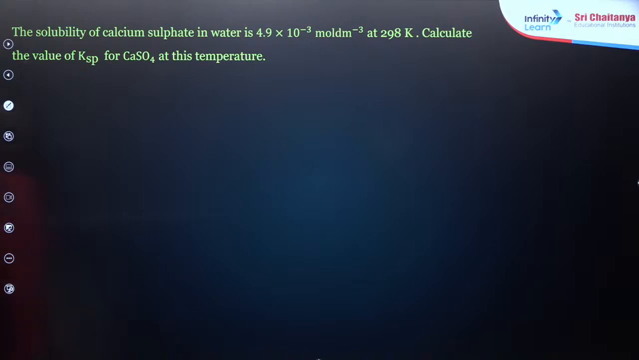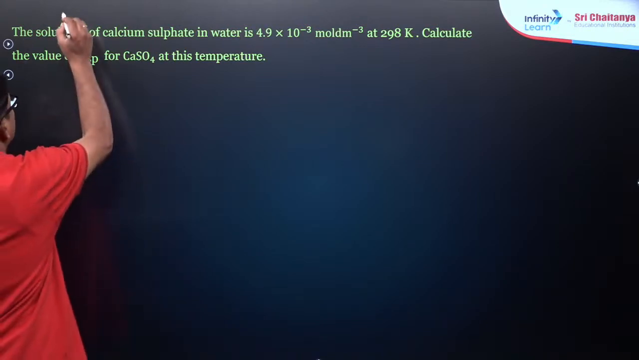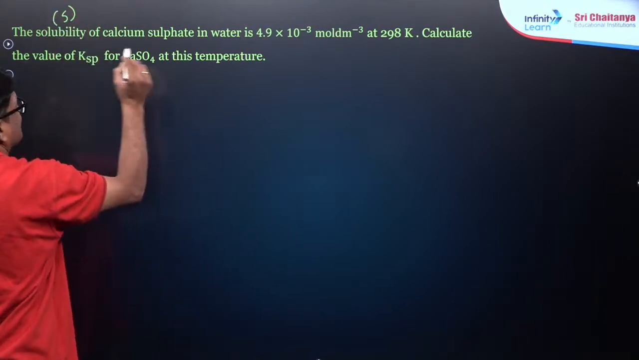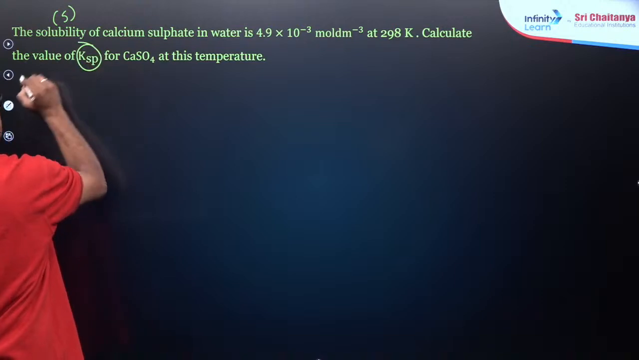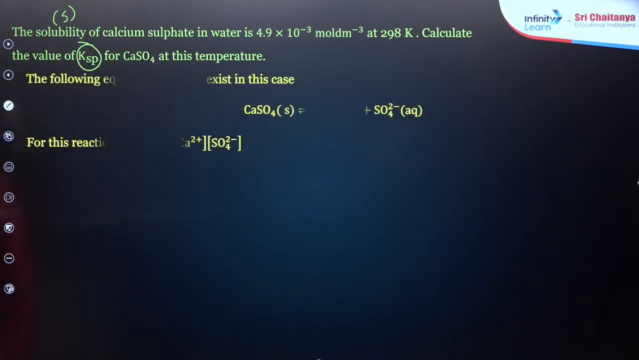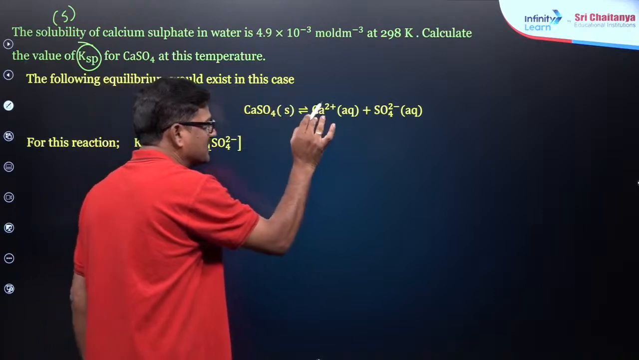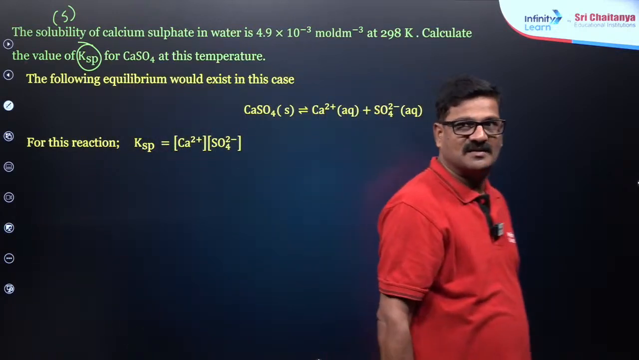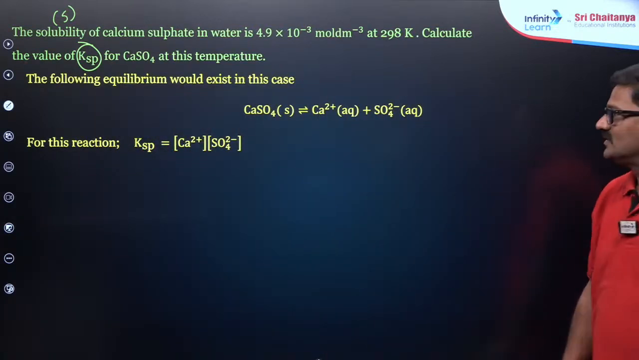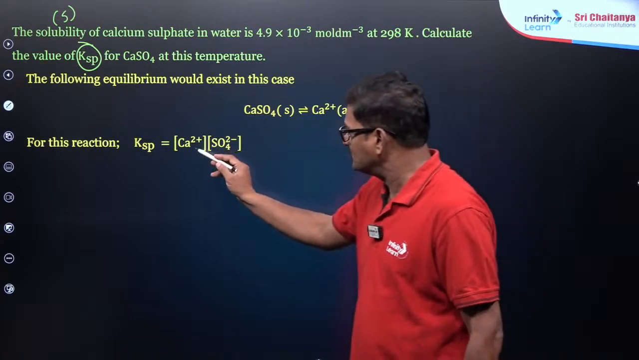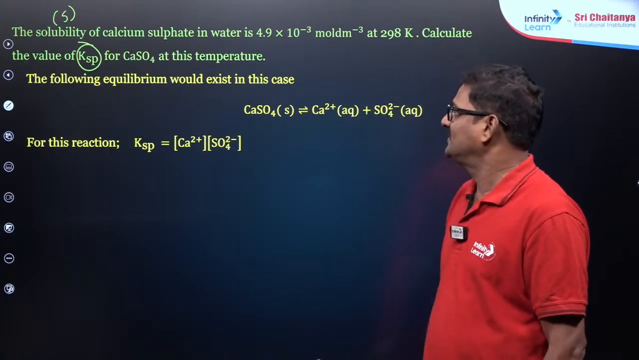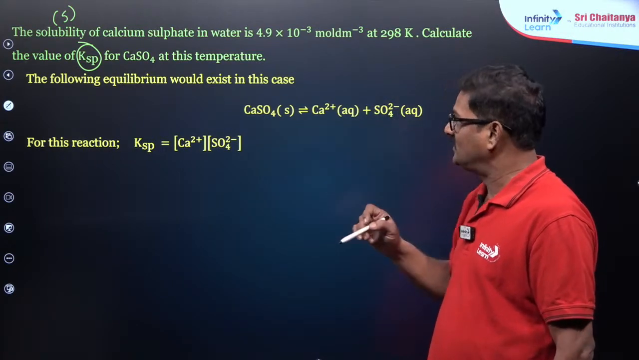The solubility S is given. You are asked to get KSP. Okay, ये कैलकुलेट करना बहुत आसानी काम है बेटा. The following equilibrium exists. Calcium sulfate gives us calcium 2+ and sulfate 2−. Okay, so KSP is going to be [Ca²⁺][SO₄²⁻]. Okay, you are asked to get KSP.